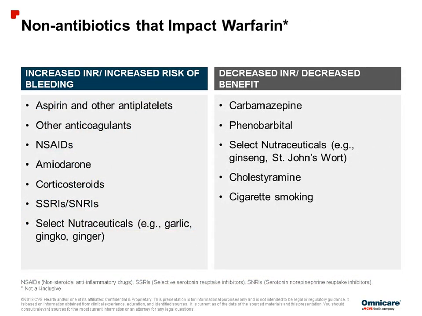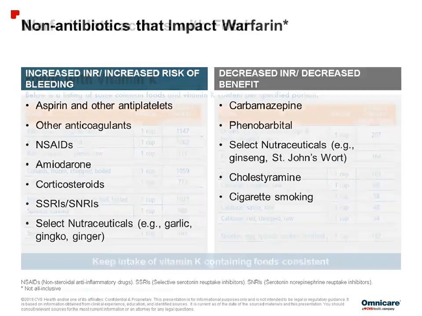This slide is a quick summary of many, but obviously not all, of the drugs that can significantly impact an individual's INR. On the left side, we see drugs like other anticoagulants or antiplatelets, NSAIDs like ibuprofen, amiodarone, and SSRIs like citalopram that can all increase someone's bleeding risk. And on the right side, you see drugs like carbamazepine or phenobarbital that can increase the metabolism of warfarin, thereby decreasing the benefit of warfarin and leading to a reduced INR.